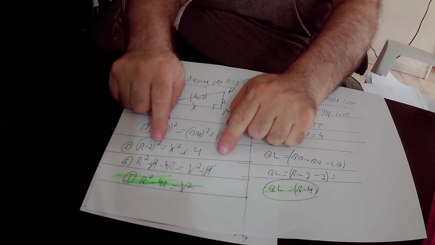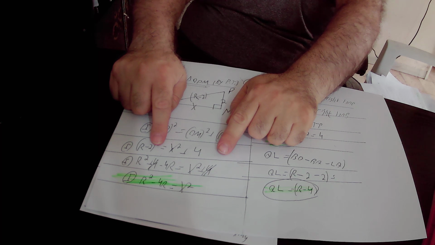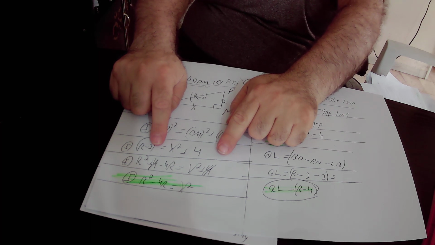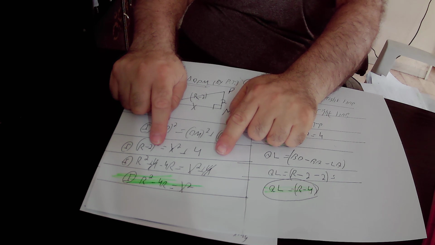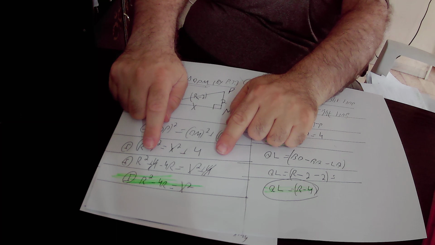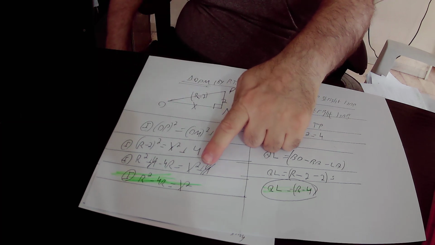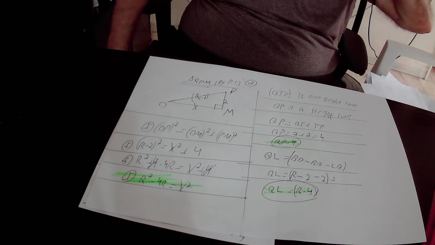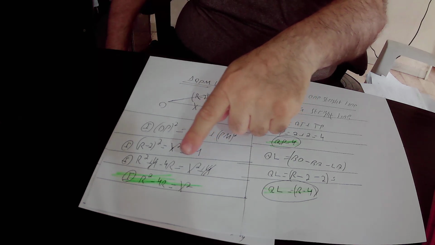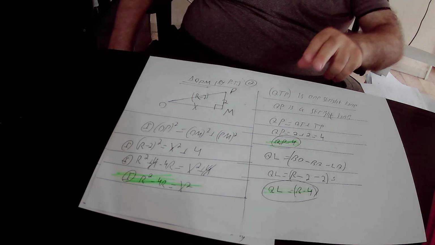Here we have 4 on both sides of equation number 1, so the 4 will get cancelled. What is left from equation number 1 after we cancel 4? On this side of the equation we have R square minus 4R, and on the other side we have X square. So according to equation number 1, we found out that X square equals R square minus 4R.